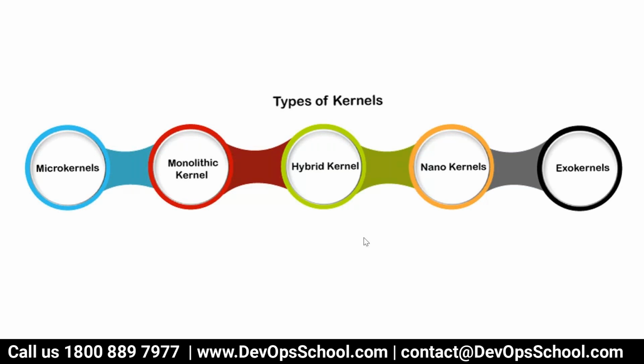Now we have multiple types of kernel in Linux. No need to get lost in it. In fact, the mobile you are using is built on a kernel. Android devices are built on a very lightweight Linux kernel. Your mobile is also Linux. The different types of kernels are microkernels, monolithic, hybrid, nano, exo, and so on.